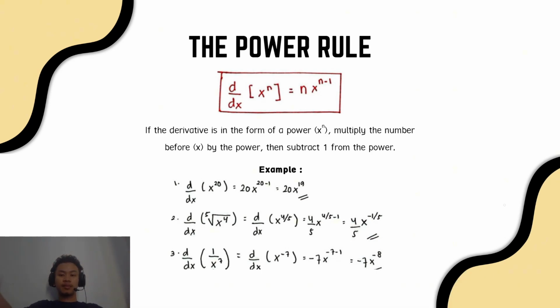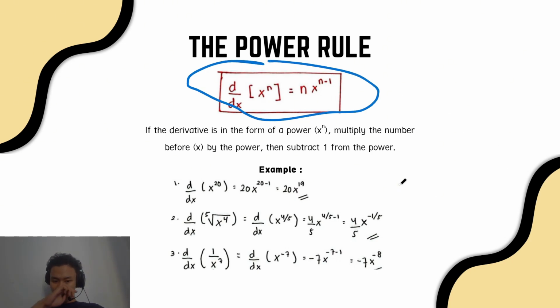Okay, let's move to the power rule. If you have a variable, say x raised to a power, to find its derivative you bring the power down as a multiple in front of the x, and then you subtract 1 from the power. So there is the formula.